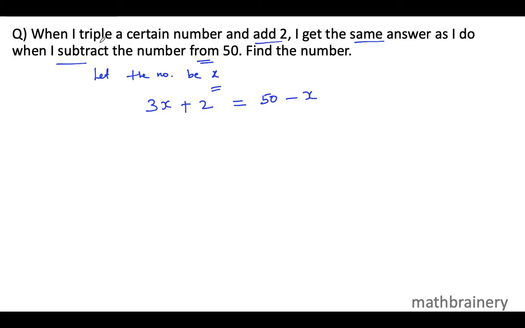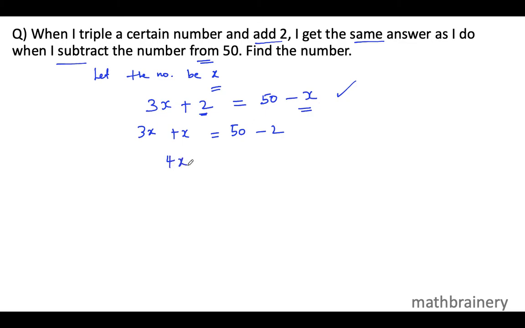Alright. So when you triple a certain number and add 2 to it, I get the same number as I do when I subtract the number from 50. So it must be 50 minus x. So this is again a linear equation with variable term on both sides. Let's simplify this. Transpose this negative x to the left hand side. That must be 3x plus x is equal to, transpose this 2 to the right hand side. It must be 50 minus 2.